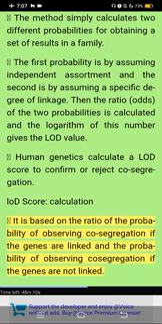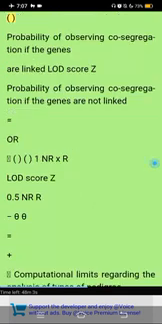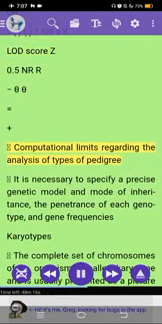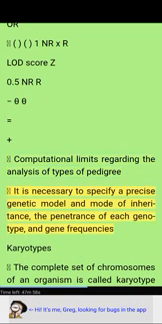Log score calculation. It is based on the ratio of the probability of observing co-segregation if the genes are linked and the probability of observing co-segregation if the genes are not linked. Log score Z equals the log of the probability of observing co-segregation if the genes are linked divided by the probability of observing co-segregation if the genes are not linked. Computational limits regarding the analysis of types of pedigree: it is necessary to specify a precise genetic model and mode of inheritance, the penetrance of each genotype, and gene frequencies.